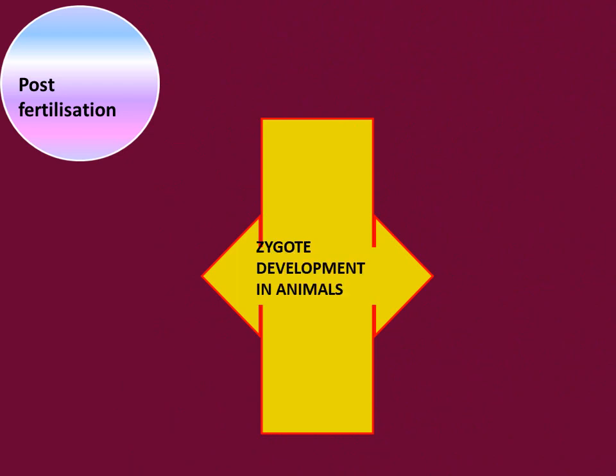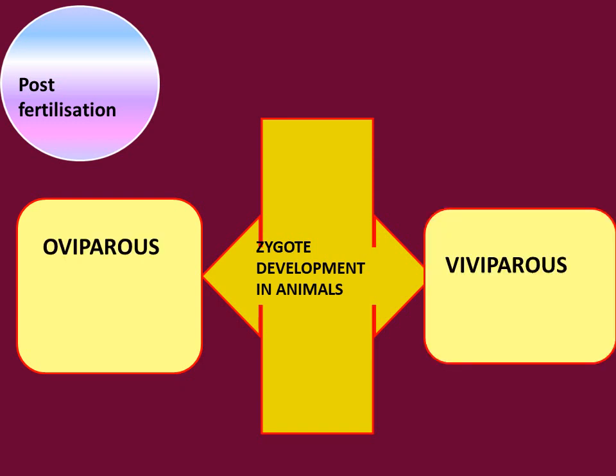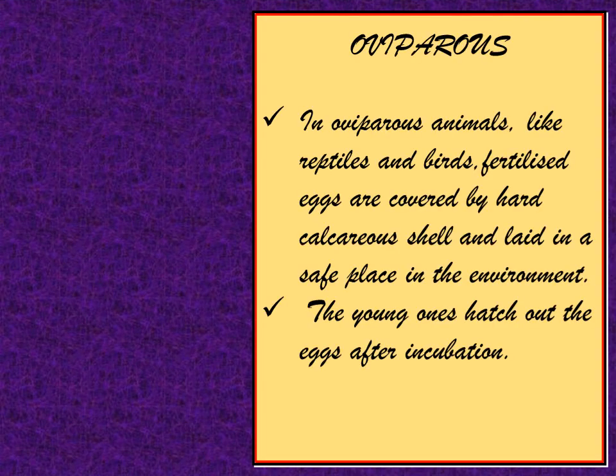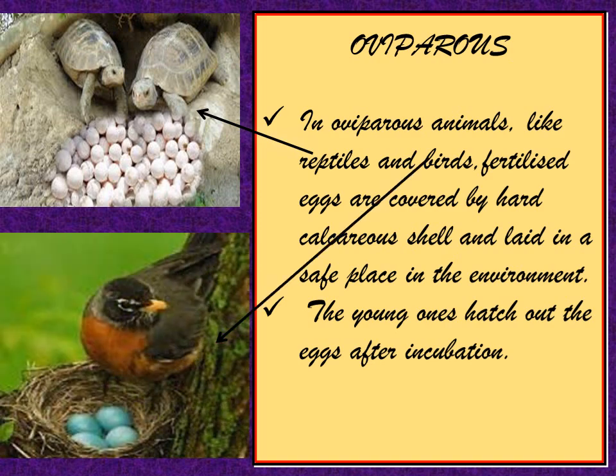Zygote development in animals. Animals can be classified into oviparous and viviparous. Oviparous animals, like reptiles and birds: fertilized eggs are covered by a hard calcareous shell and laid in a safe place in the environment. The young ones hatch out of the eggs after a period of incubation. You can see the reptiles as well as the birds.